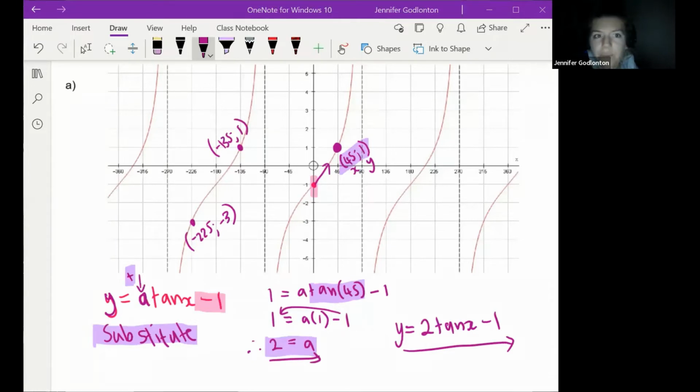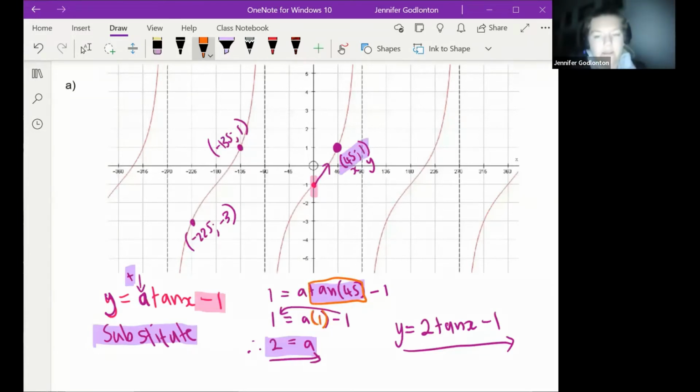Monica, how can I help? Ma'am, to get a multiplied by 1, do you put tan 45 in the calculator? Exactly. So I'm just going to take this tan 45 and I'm going to put it straight into my calculator, and it will give me the value of 1. Okay, thank you, ma'am. Okay, no problem.